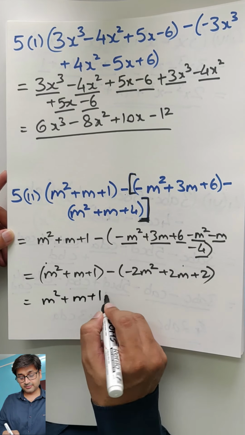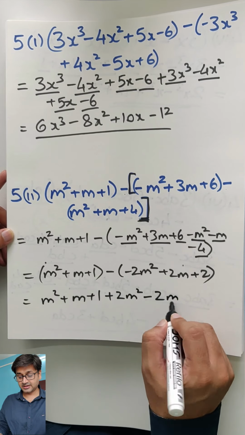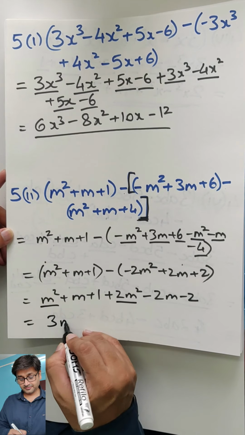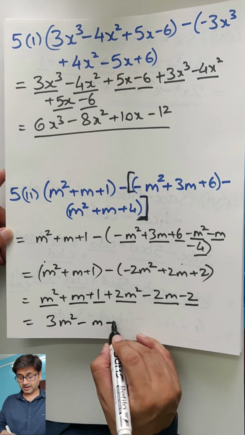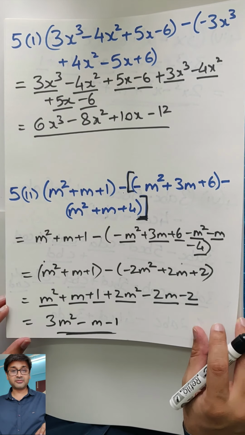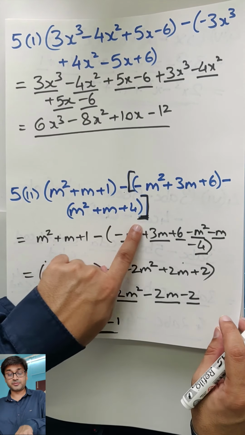So m square, m plus 1, minus minus plus 2m square, plus into minus minus, plus into minus minus. So 2 plus 1, 3, m minus m, so minus m, 1 minus 2 minus 1, that's it. Are you getting it? How many got the same answer? That's correct. If you got any other answer, that's wrong. So stick to this bracket method, otherwise you will mess up.